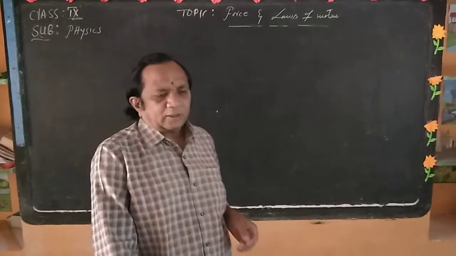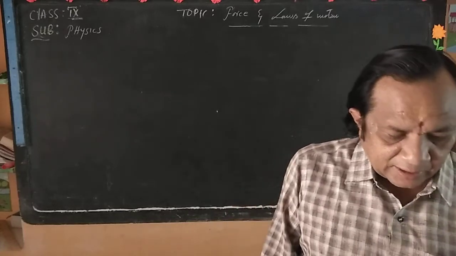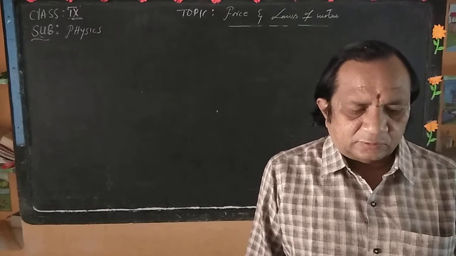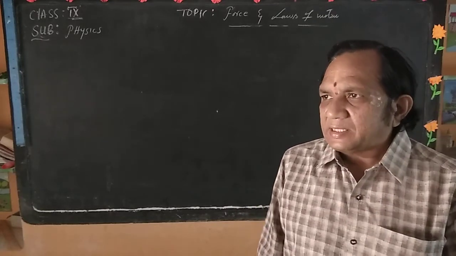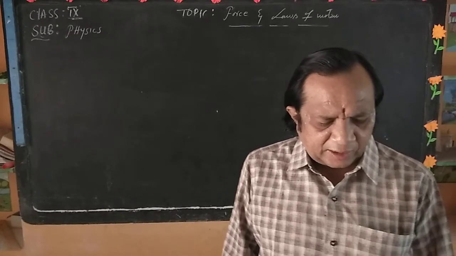Now we have to continue the next problem. In the previous ice skaters problem, we had to find the velocity of the second skater. Now we have to discuss another problem.